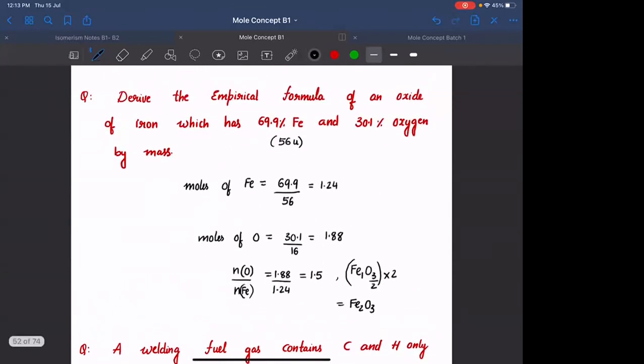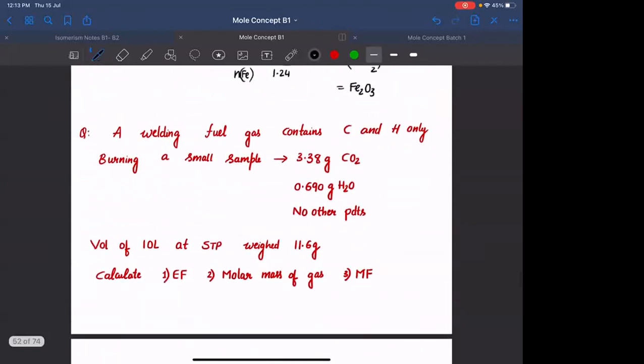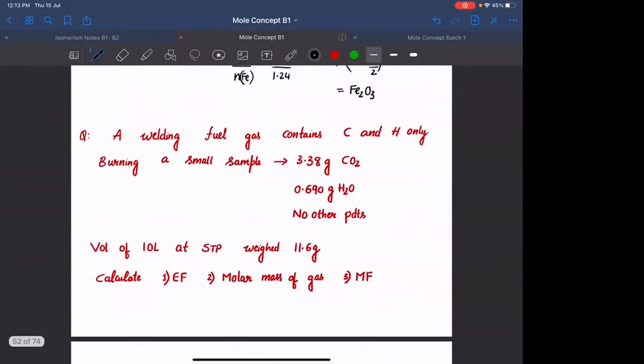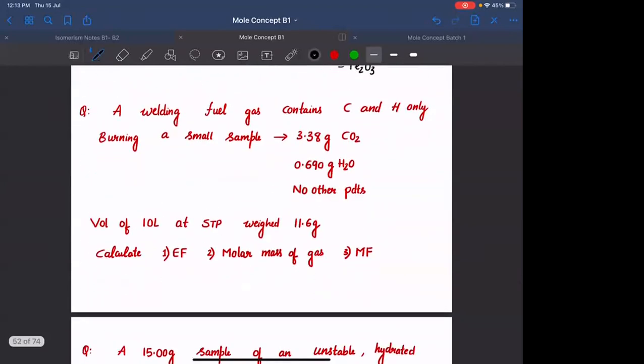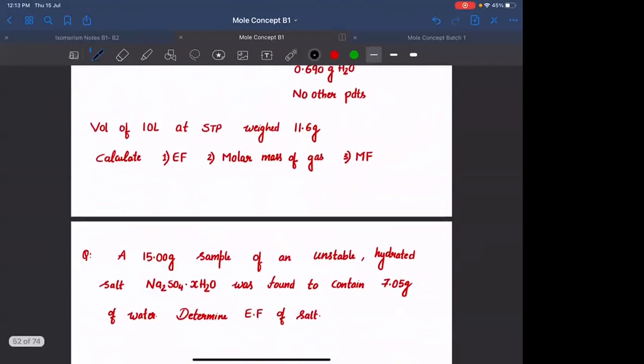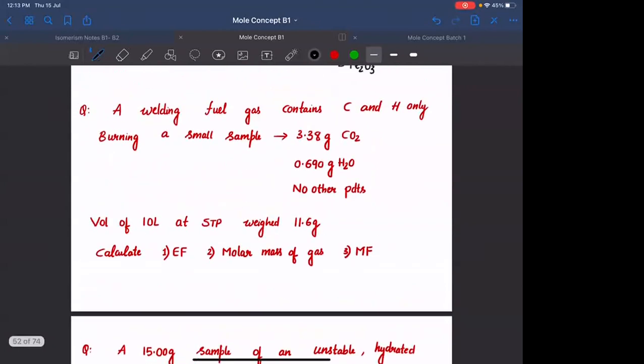ठीक है. Okay. Solve this question. Everyone take these 2 questions as homework. We will discuss them in the next lecture. Okay. I'm ending the lecture now. Everyone please take these questions as homework.